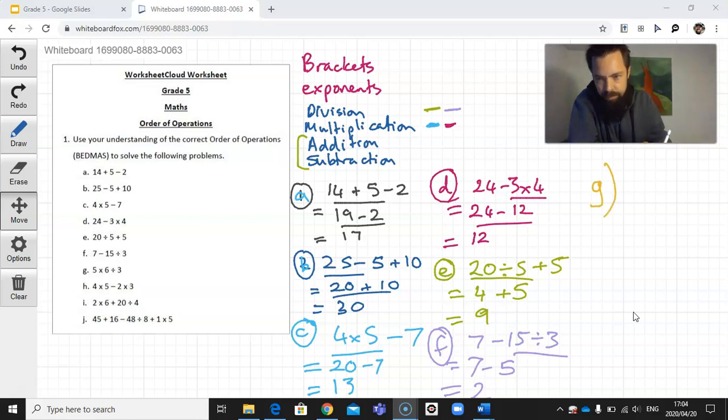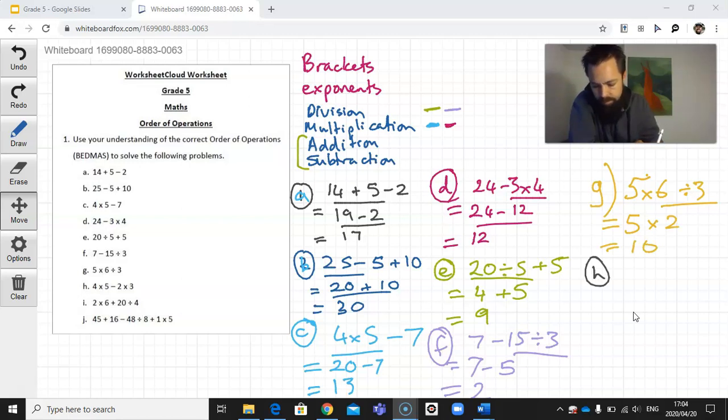G has 5 times 6 divided by 3. So I did yesterday explain to you that it actually doesn't matter which one, division or multiplication, you do first, you're still going to get the same answer. But we will follow the process that we've written. So we're going to do division first because that's what comes first in our acronym BEDMAS. So 5 times 6 divided by 3 is 2. 5 times 2 is 10.